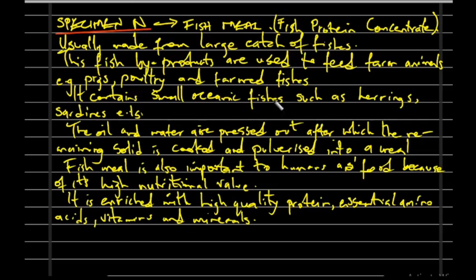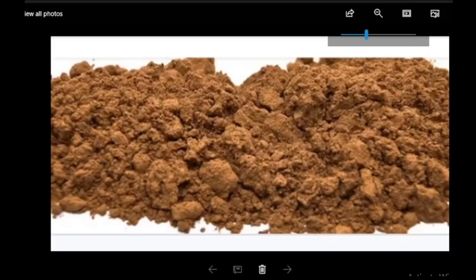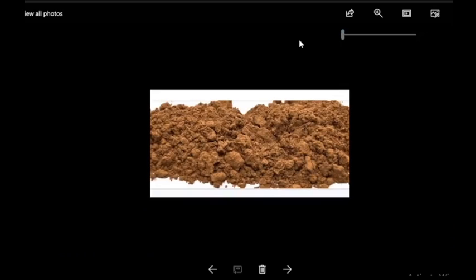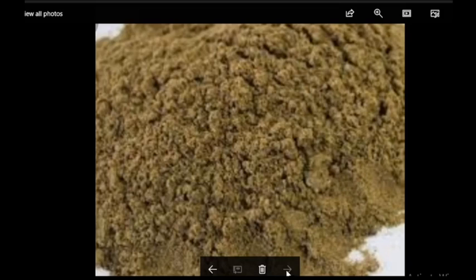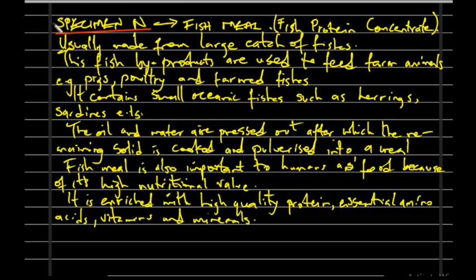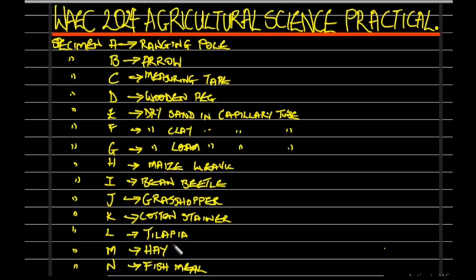This is an example of what we are talking about. This is the fish supplement that we have, the fish meal. We also have this one to be fish meal. This is another type of fish meal. So those are the specimens that we have for this year's practical experiment, as we have listed them here.